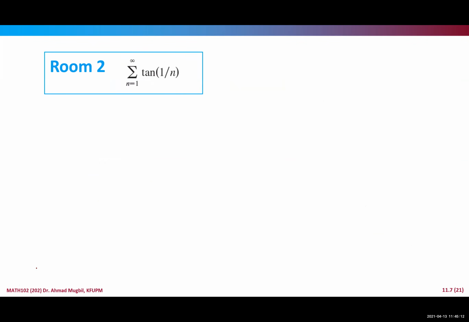Okay, now what about room number 2? Room number 2, guys. Come on, Turki Al-Jaid. Turki, what have you decided about this series, is it convergent or divergent? Yes, doctor. Convergent or divergent, Turki? Our group thinks it's divergent, and we use the limit comparison test. Good. The limit comparison test means the limit of tan 1 over n when n goes to infinity. What is this equal to? This equals 0.